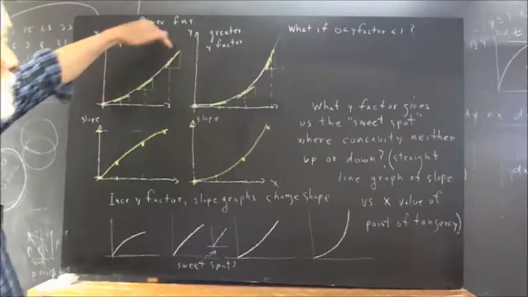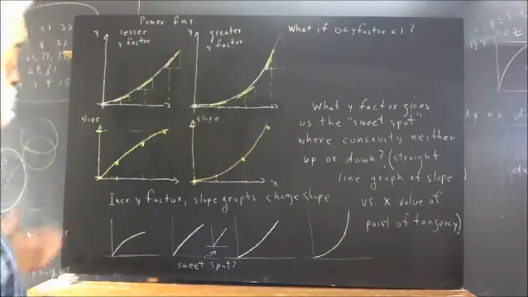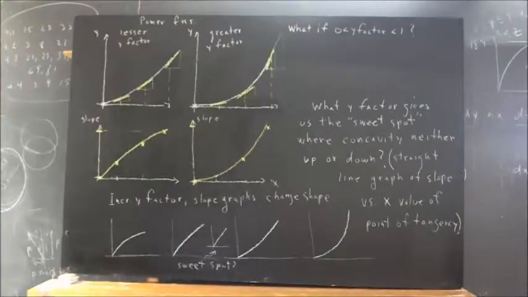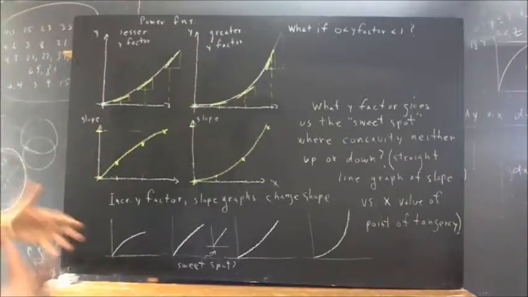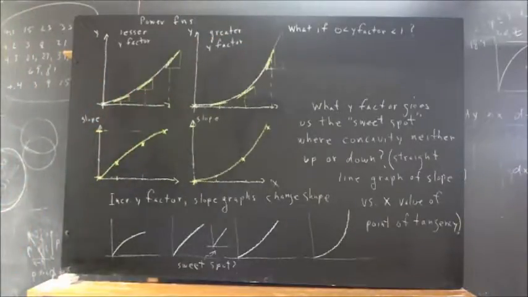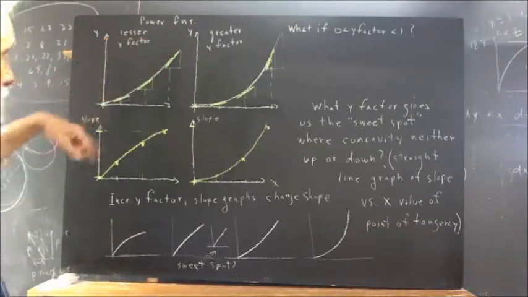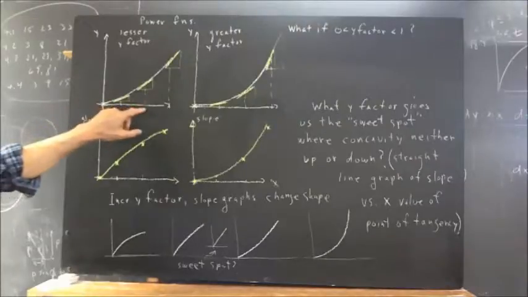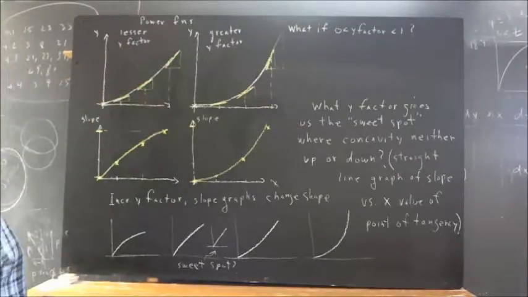We have a lesser y factor here than we have here. And if you've done several of these, you'll understand clearly that this does have the lesser y factor than this. Now we look at slopes at 3 points on each graph and how the slopes develop. Okay, so we do a tangent line here, tangent line here, tangent line here. Here's the x value for the point of tangency here, the x coordinate of the point of tangency here, x coordinate of this point of tangency.